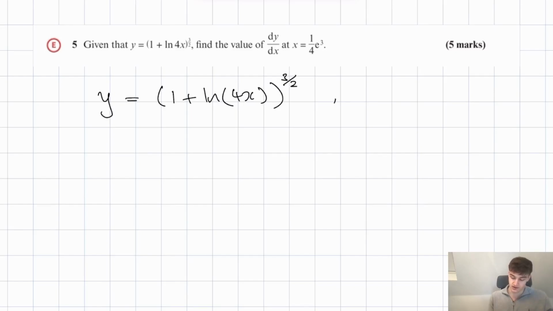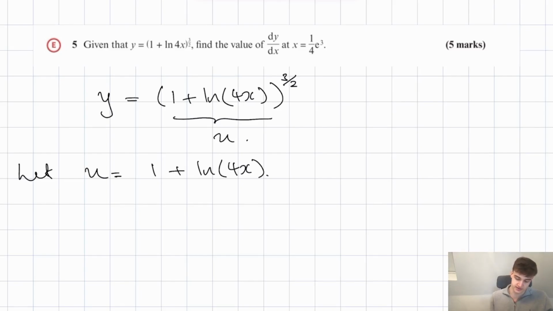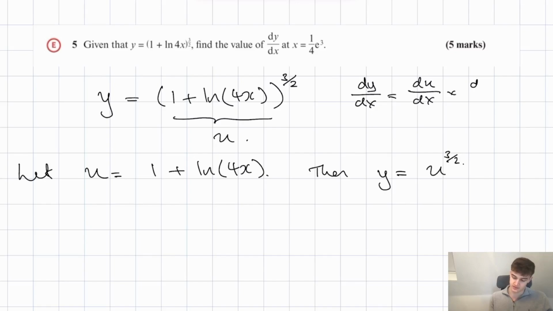We want dy by dx, so what are we going to do? Well, it's kind of obvious again, we should probably call this u. So I'm going to let u equal 1 plus the natural log of 4x. And then we have y is equal to u to the 3/2. So again, we want dy by dx. That's going to be du by dx times dy by du.